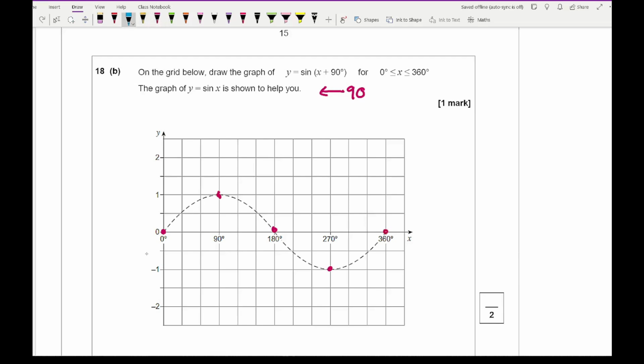So this point will become here, that point will become there, this point is there, this point is now going to be here, and that point is now going to be there. So all that's left for me to then do is to join those points up, in which I should get something that looks like that.